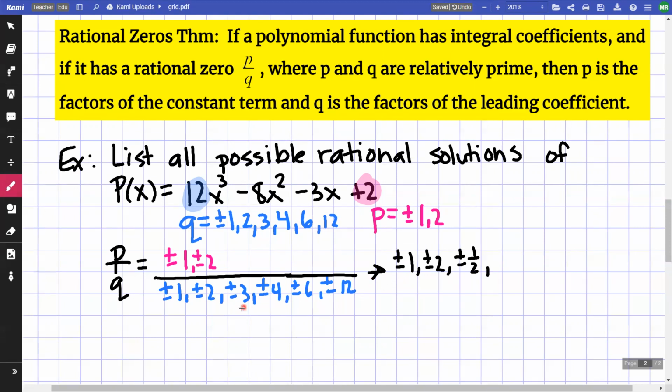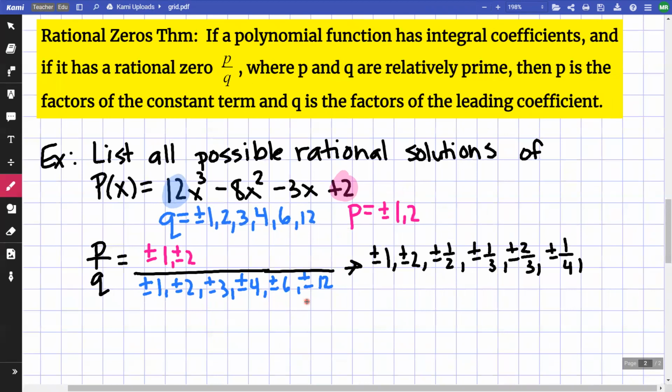Then I'm going to put them over the 3. So I'm going to get a positive, negative 1/3 and a positive, negative 2/3. Now I'm going to put them over 4. So I'm going to get a positive, negative 1/4. And then when I do 2 over 4, 2 over 4 is a 1/2. I already have it. Now I'm going to do 6.